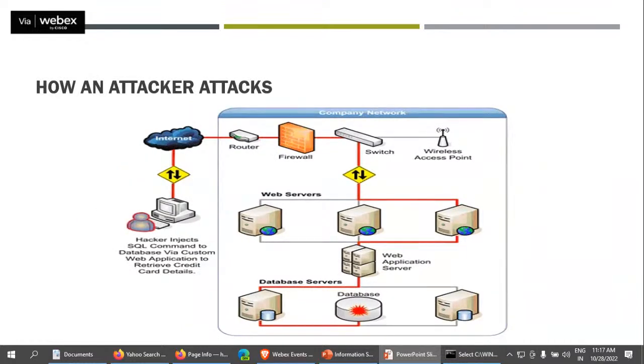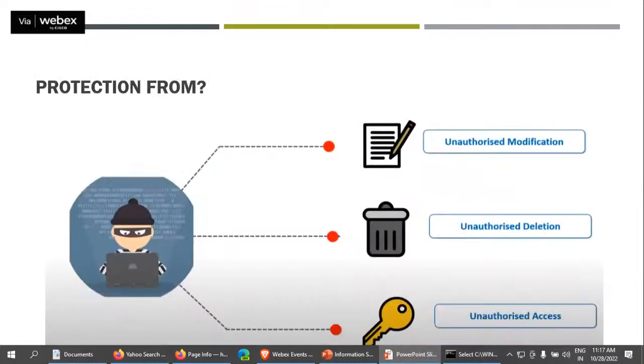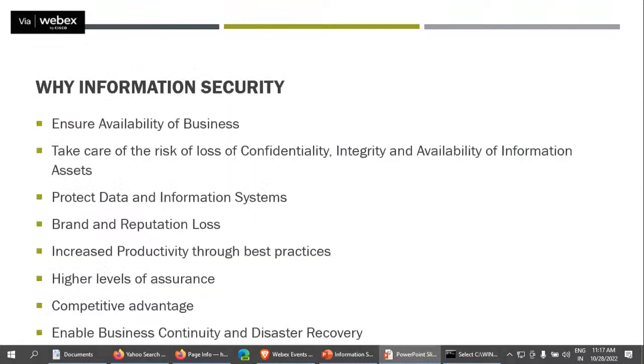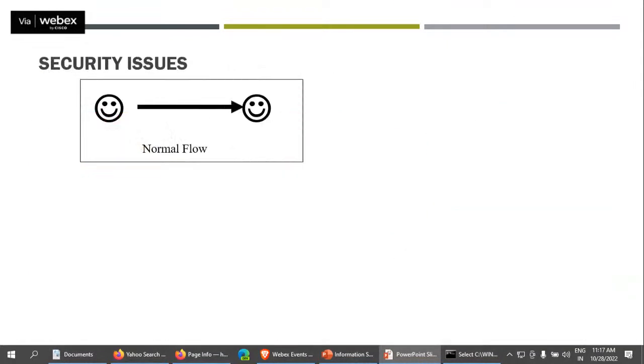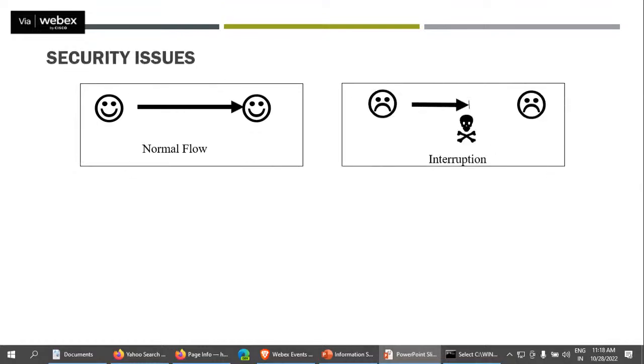How an attacker attacks. For that, I'll show you another thing. How an attacker attacks. See, this is a normal flow. We are sending a request from one person to another person. Both are happy because one is a sender, another is a receiver, and after that somehow an interruption happens. One person is sending data, but the data is not received by the other person. That means there is some interruption.